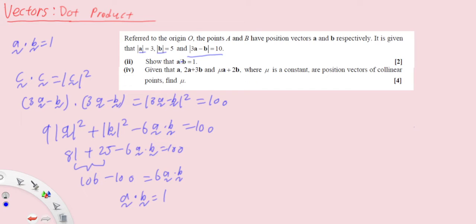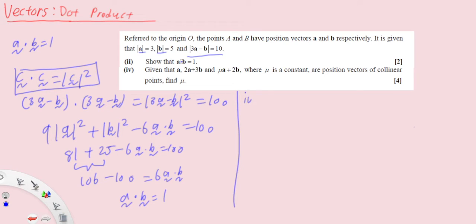So this is how we prove that a dot b equals 1 by considering the modulus, but not through the definition of mod a mod b cosine theta, because we don't have any angles, but instead using this very important property right here. Obviously, don't write this in because vector c is undefined. So that's for part 2.